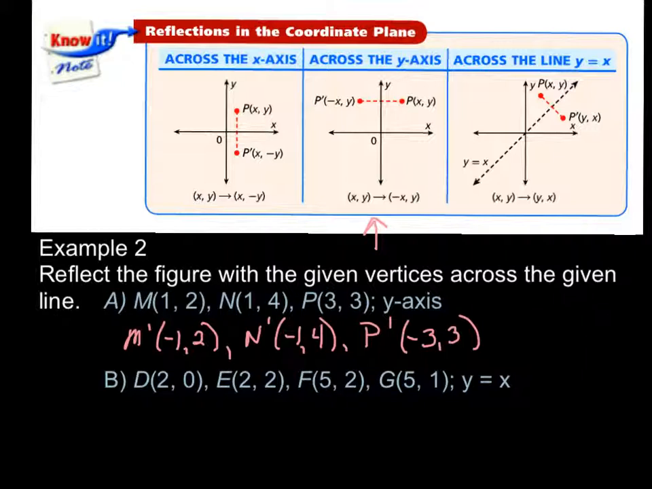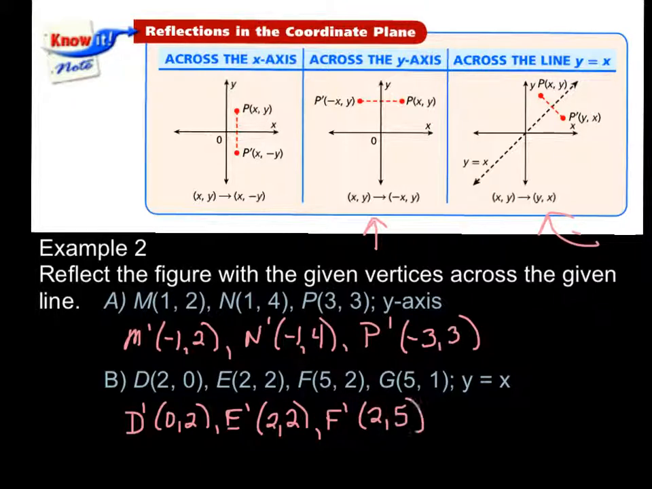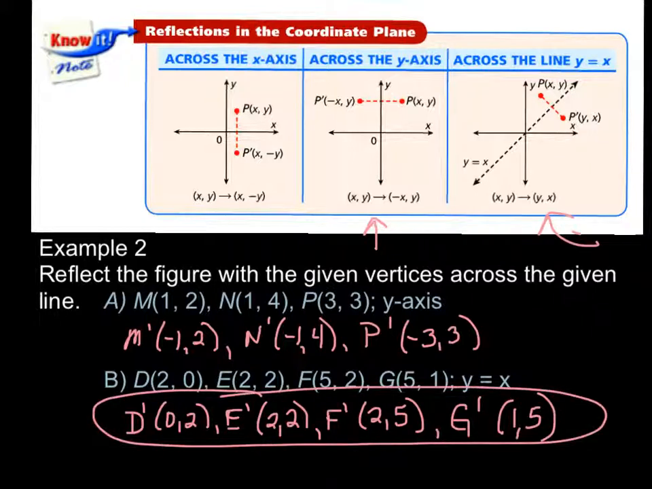Part B, we're going to reflect the quadrilateral DEFG, which actually is a trapezoid. We're going to reflect it across y equals x. So according to the chart over here, I'm just going to reverse them. So D prime becomes (0, 2). E prime would remain the same as (2, 2). F becomes F prime, which is (2, 5). And G becomes G prime, which is (1, 5). All I did was reverse the order of the x and y.